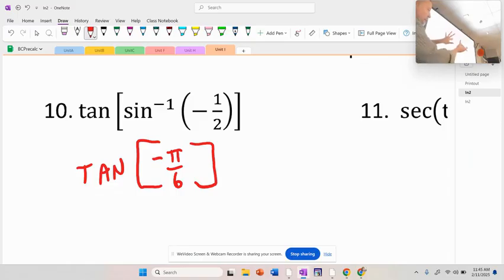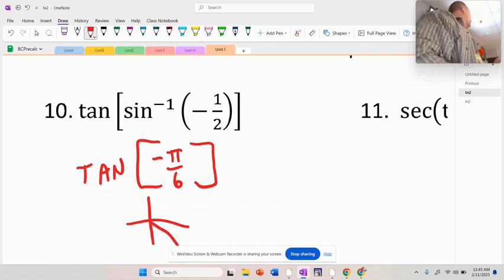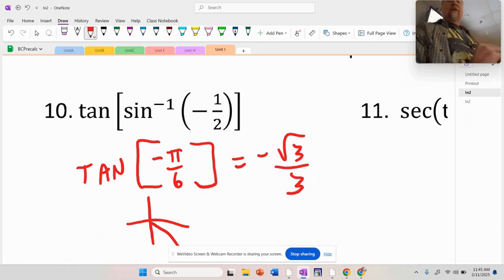But here's a 30, and then tangent is 1 over root 3. What's 1 over root 3? Root 3 over 3. But what's the tan of negative pi over 6, which is in quadrant 4? It's negative. So this becomes negative root 3 over 3.